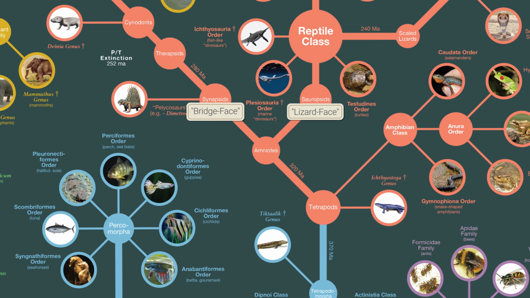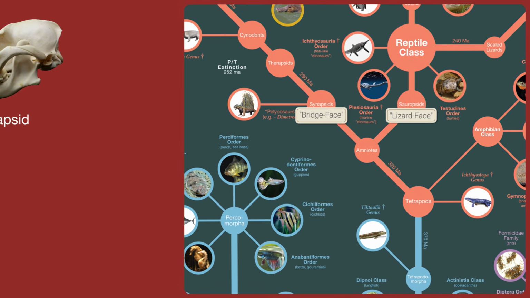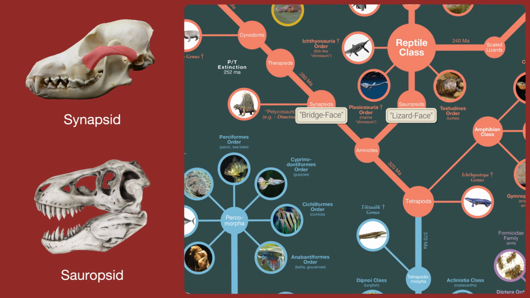To better understand this word choice, let's take a look at some skulls. This is the skull of a coyote, which is a synapsid. Notice this part here? It looks like a connecting arch or bridge. Most synapsids have this feature, whereas sauropsids, as represented by this T-Rex skull, do not. Another key difference is that synapsids have only one opening behind each eye socket, whereas most sauropsids have two.